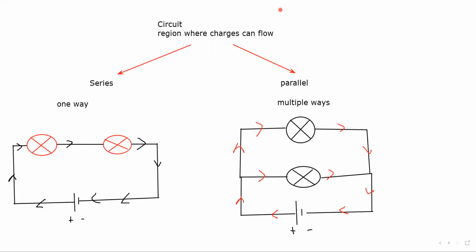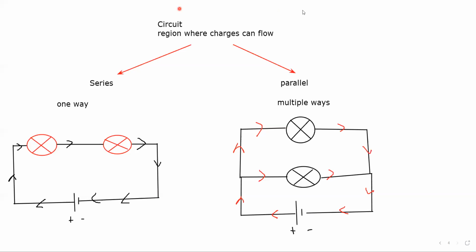A parallel circuit has an advantage. What is the advantage of a parallel circuit? For example, if this lamp is faulty, if this lamp is not working, L1 and L2, so two lamps are there.